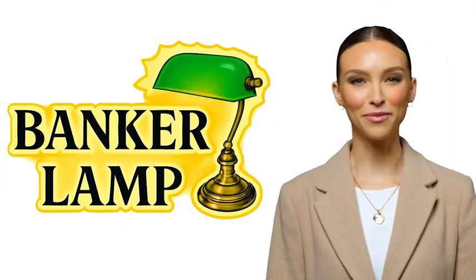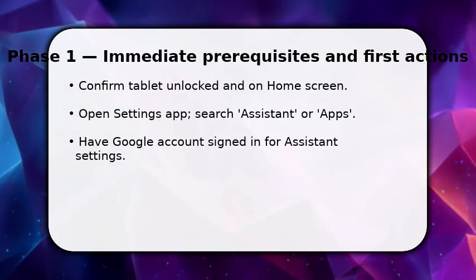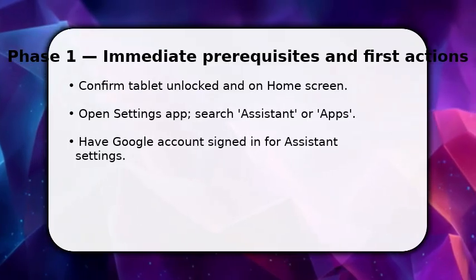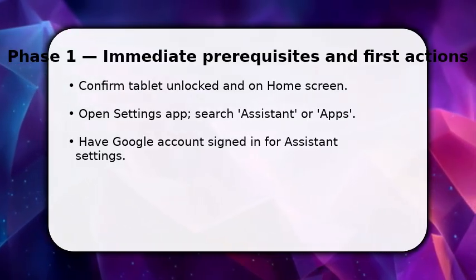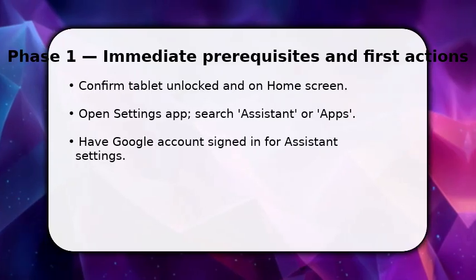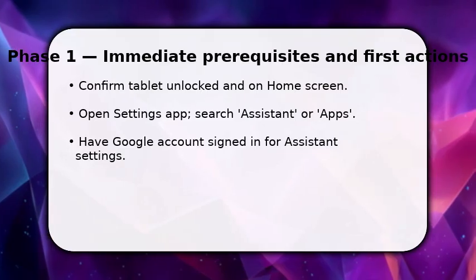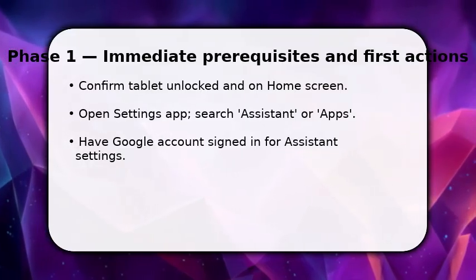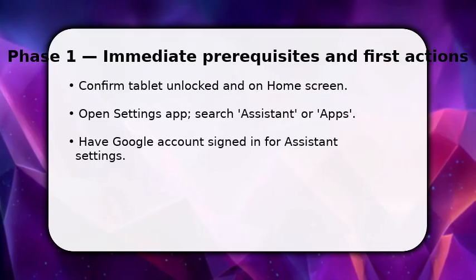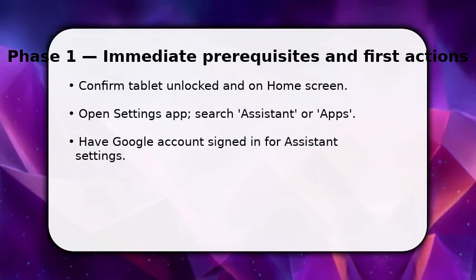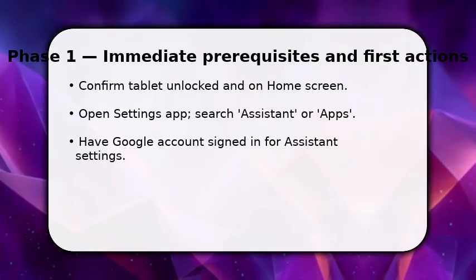Please enjoy the video. You start by preparing the tablet and opening settings right away. First, unlock the device and go to the Settings app. Don't waste time navigating menus randomly. Once in Settings, use the search bar and type Assistant or Open Apps to find Google. Make sure you are signed into the Google account tied to the Assistant so changes apply.